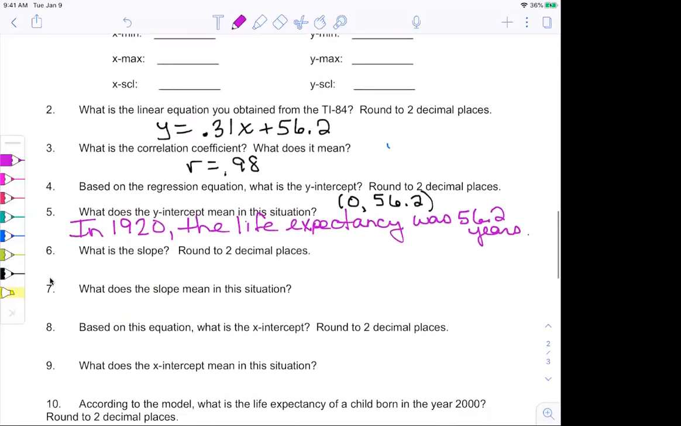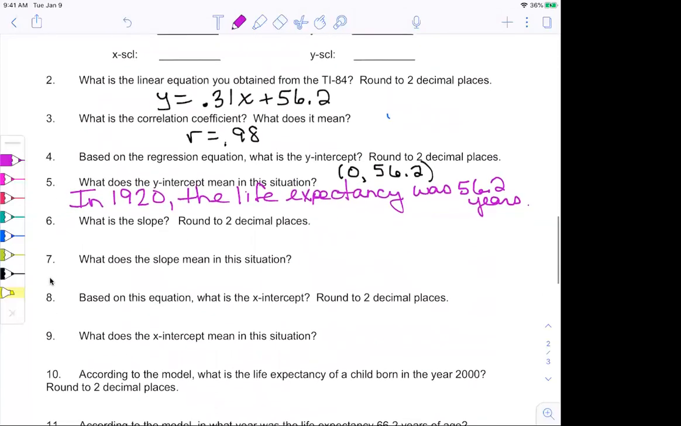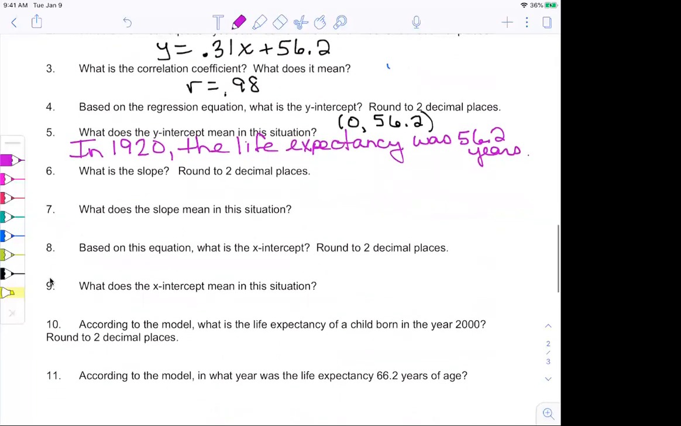But still 56.2 years. Doesn't seem like that's very old. So thinking about maybe the age of your parents, the age of your grandparents, 56 really isn't very old. People live a lot longer now.